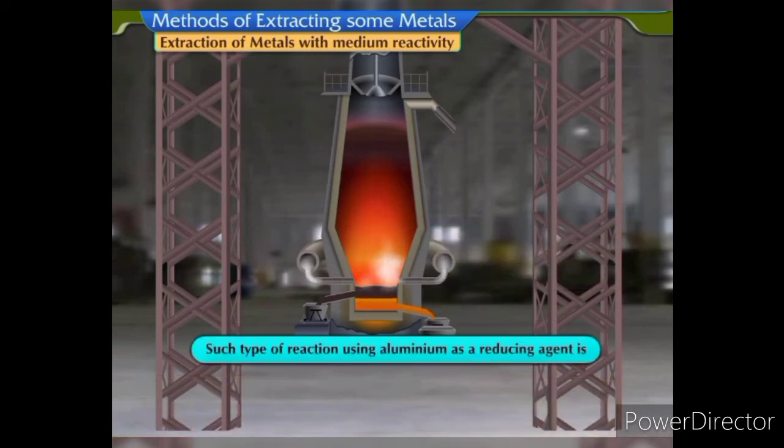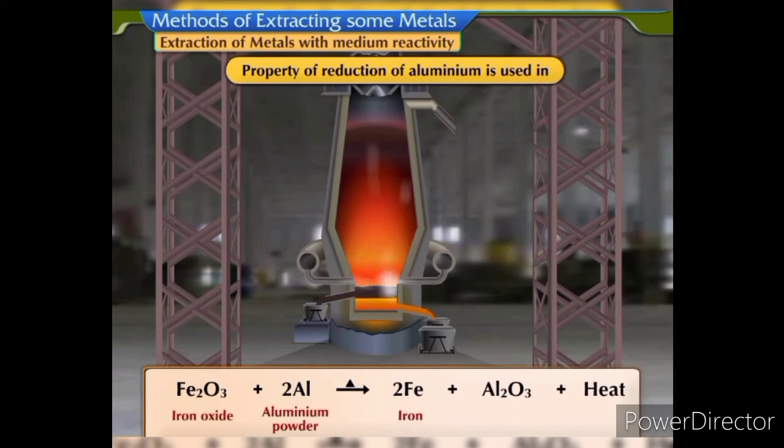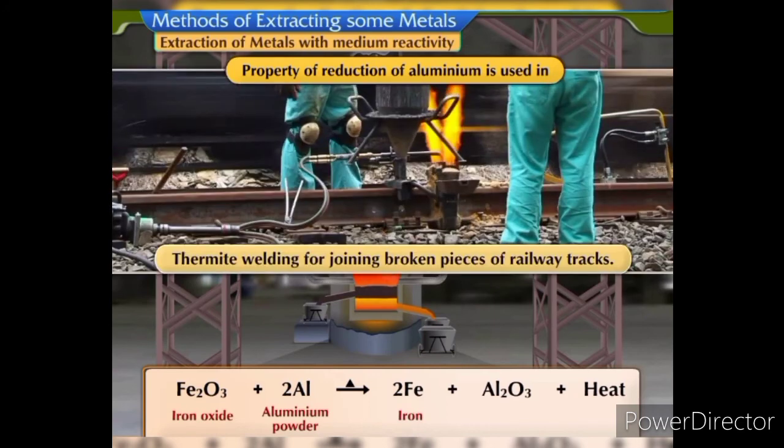This type of reaction using aluminium as a reducing agent is the thermite reaction. Here, iron oxide is reduced by aluminium powder to produce the metal iron in the molten state. This reducing property of aluminium is used in thermite welding for joining broken pieces of railway tracks.